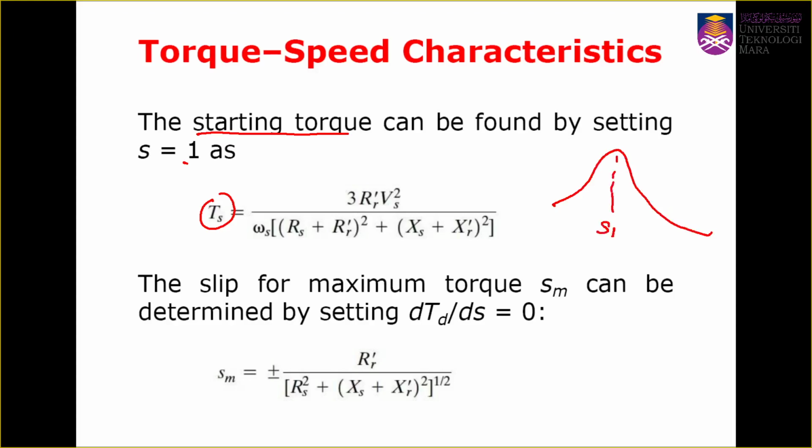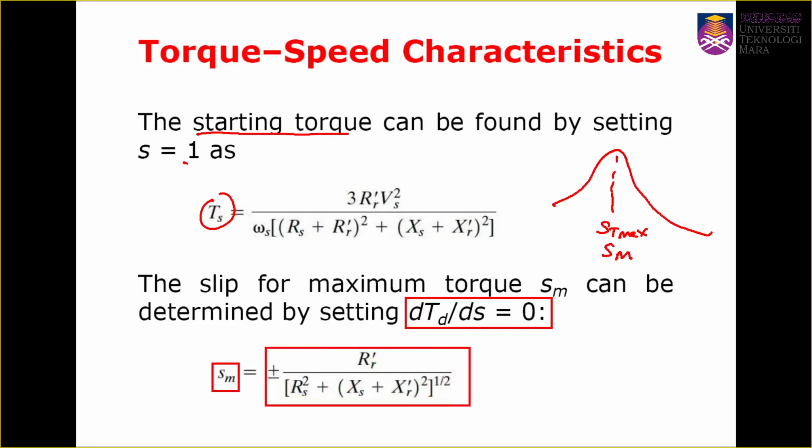Okay, so this is ST max. Just now I put it as ST max, but now it is as SM. So SM, how to get that? You differentiate the long equation just now with respect to S, and then you set it to 0. Then you can find out that the equation for the slip at maximum torque is the rotor resistance divided by the square root of RS squared plus (XS plus X'R) squared. That gives you the slip at the maximum torque.